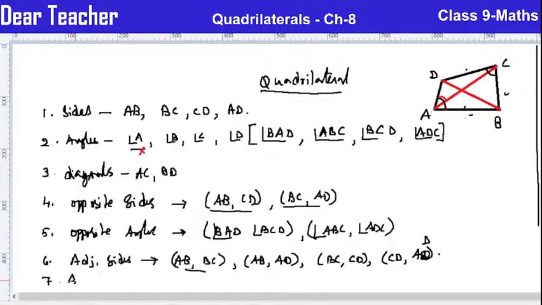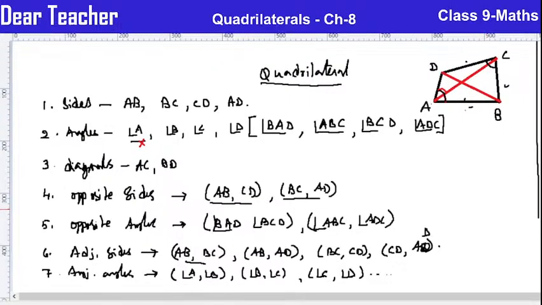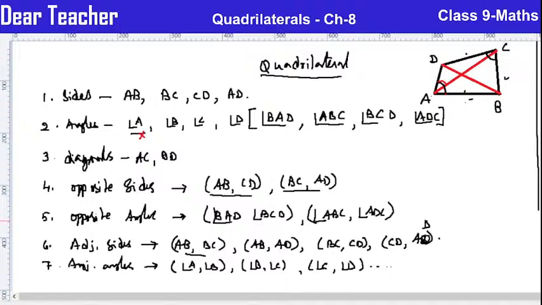Now adjacent angles also you should be able to know. Most of the students, without knowing these things, will directly go to the problems. So when these concepts come, they will get confused. That is why it is better to know them. So now I'll write it simply: angle A and angle B are adjacent angles, angle B and angle C are adjacent angles, and angle C, angle D, and so on. These are adjacent angles. So these are the different things you should be able to know, right?